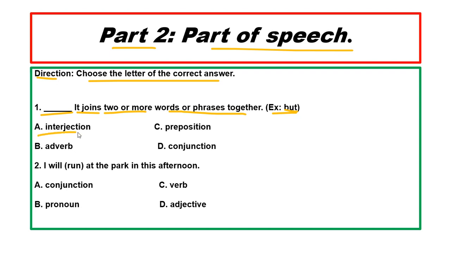Letter A, interjection. Letter B, adverb. Letter C, preposition. Or letter D, conjunction. So what do you think? When we say adverb, that is easily, lovely, so almost ly. Sometimes expressions of time like yesterday, tomorrow, today, that is adverb. When we say interjection, that shows feeling or emotion. So wow, yay, like that.